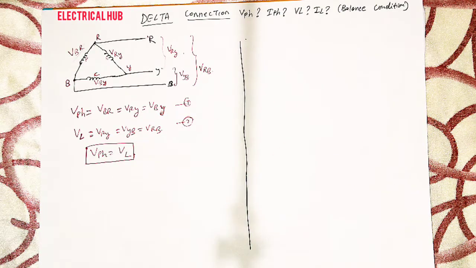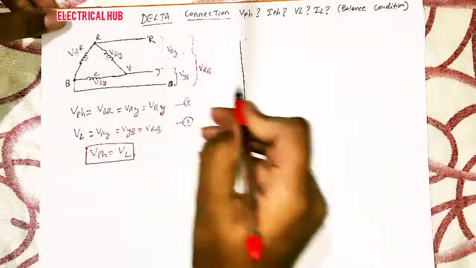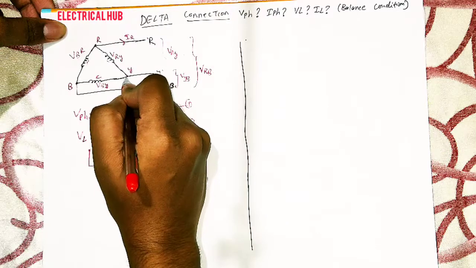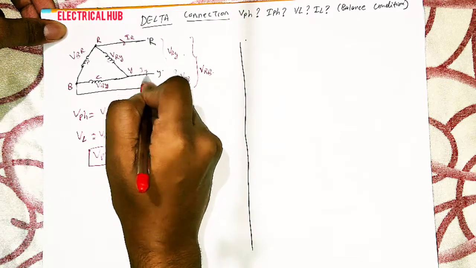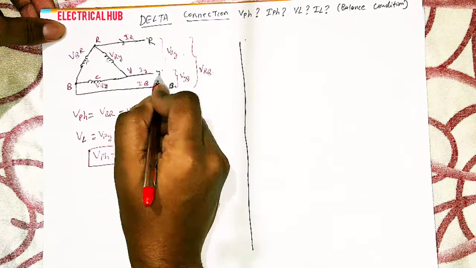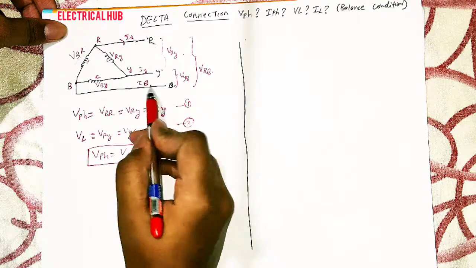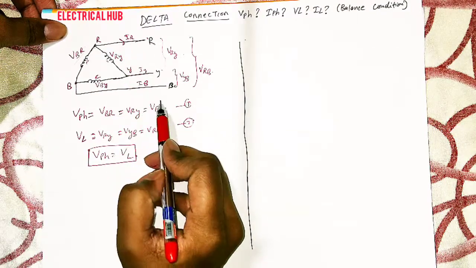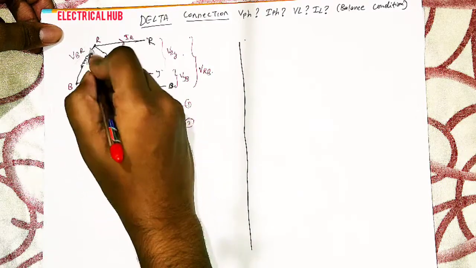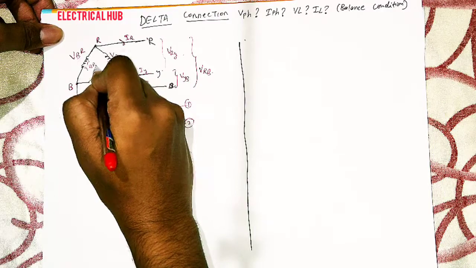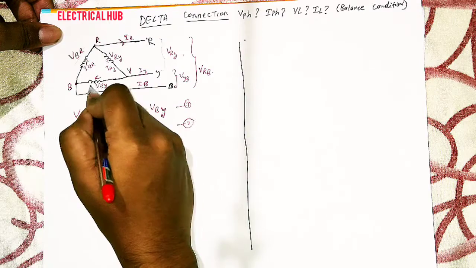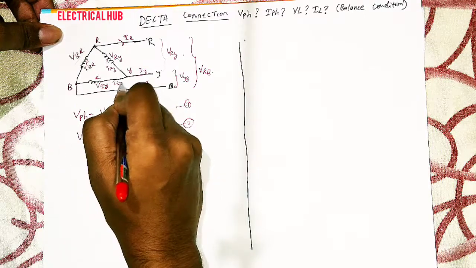So now let's talk about the line current and phase current. This part is called IR, this part is called IY, and this part is called IB. Alright, these are currents of line wires. So the line currents will be IB, IY and IR. And what will be the phase current? This part, B and R, will be IBR. The current between R and Y will be IRY, and the current between B and Y will be IBY.